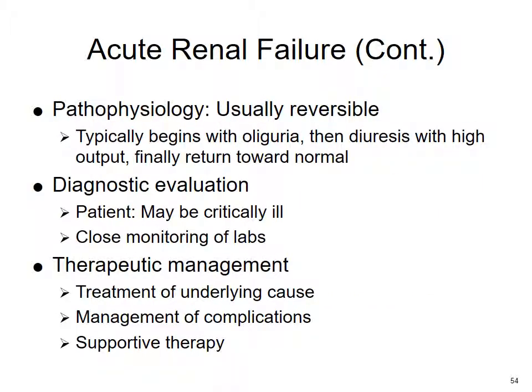So with our acute kidney injury or acute renal failure, the acute is usually reversible. It usually begins with a decreased urine output, and then as the body is turning the corner, there will be a natural diuresis that occurs with a high urine output, and then finally level back down into normal. Patient may be critically ill during the acute phase and will require close monitoring of labs. Therapeutic management involves treatment of underlying cause, management of complications, and supportive therapy.